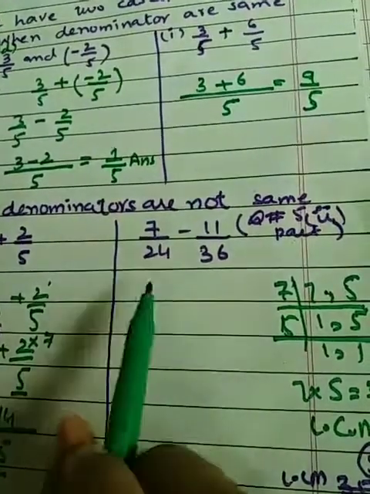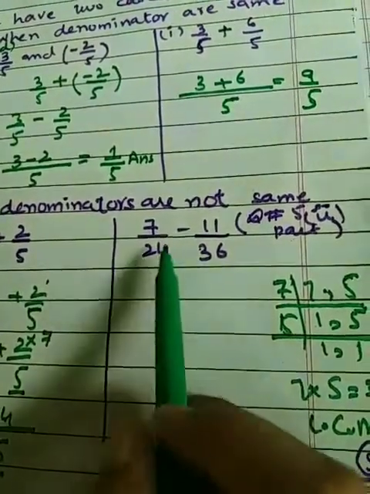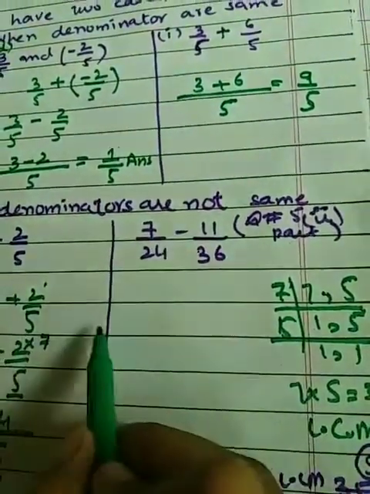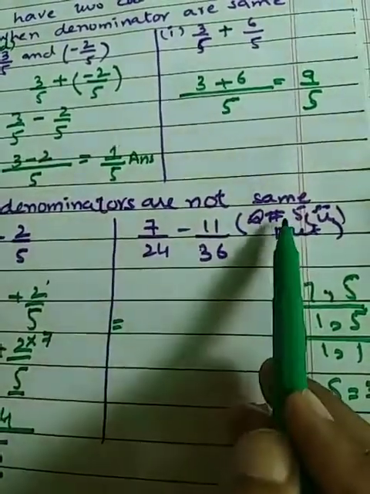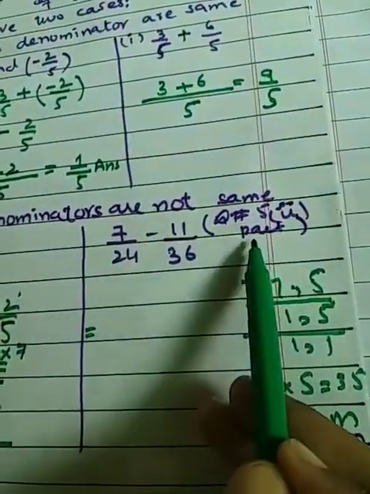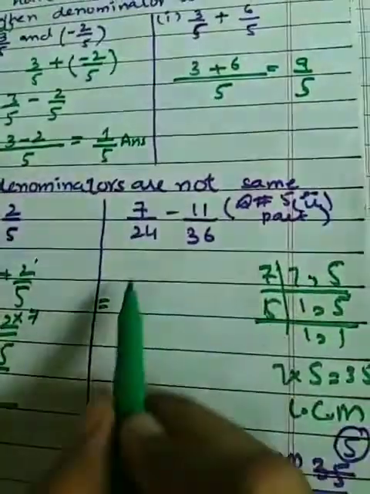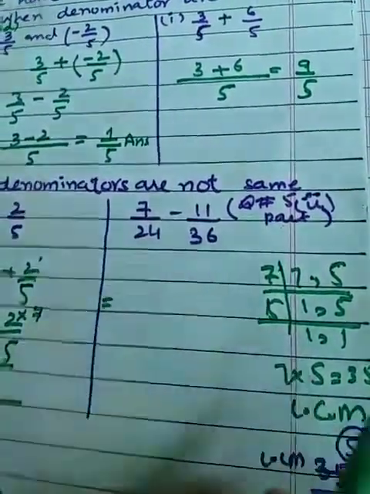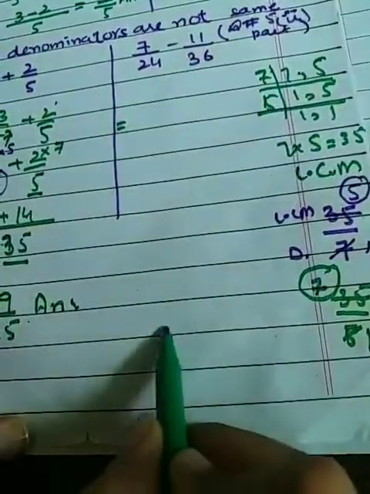Okay, same case in the numerator. I'm going to explain again what the procedure is. With the negative sign, there is no difference at all. It's part 2 of question number 5. Take out the LCM of 24 and 36. I'm taking the LCM here.